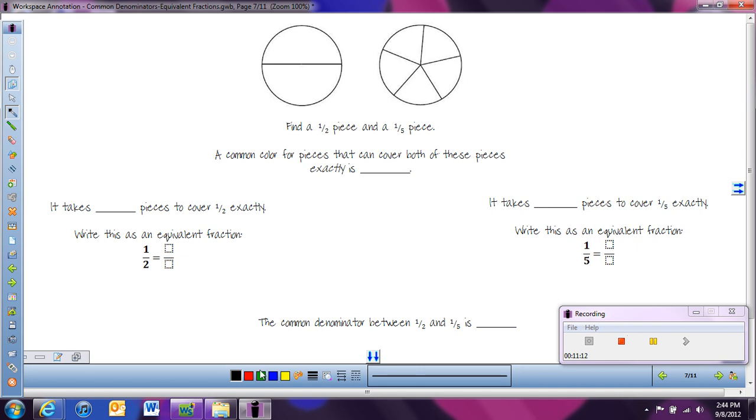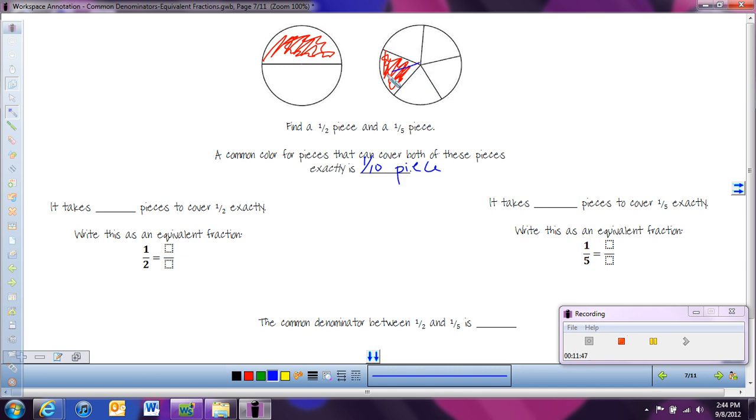This time we're going to use a 1/2 piece. So that would be this one up here. Here's our half. And we're going to use a 1/5 piece. That would be like this one over here. And again, we're just going to try to find a common color or common fraction piece that will cover up a half exactly and will cover up a fifth exactly. And if I'm laying this down and doing some experimenting, I know that the 1/10 piece will cover the 1/2 piece and the 1/5 piece evenly without any extras.